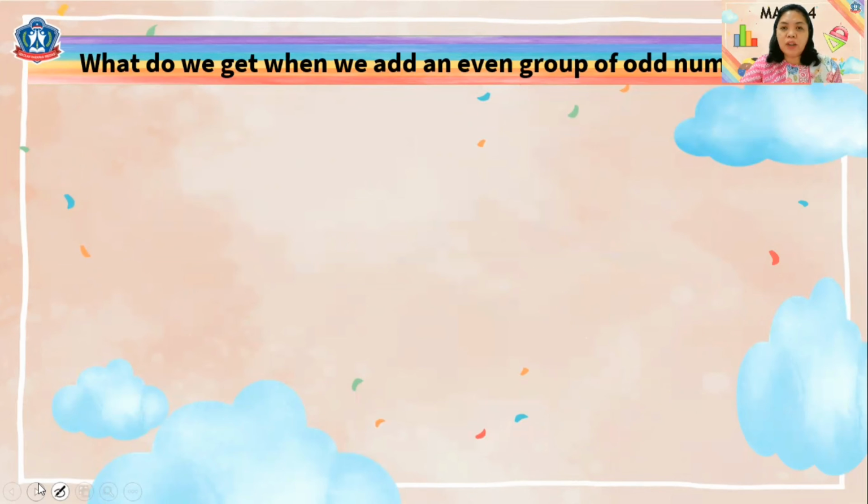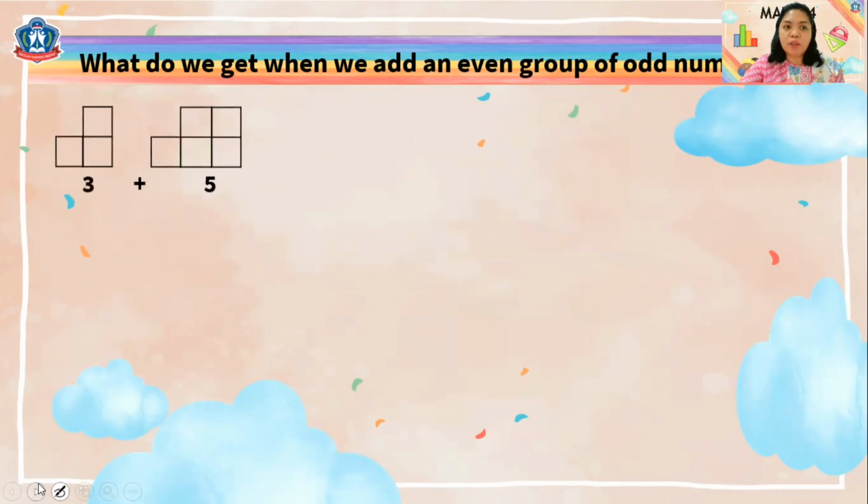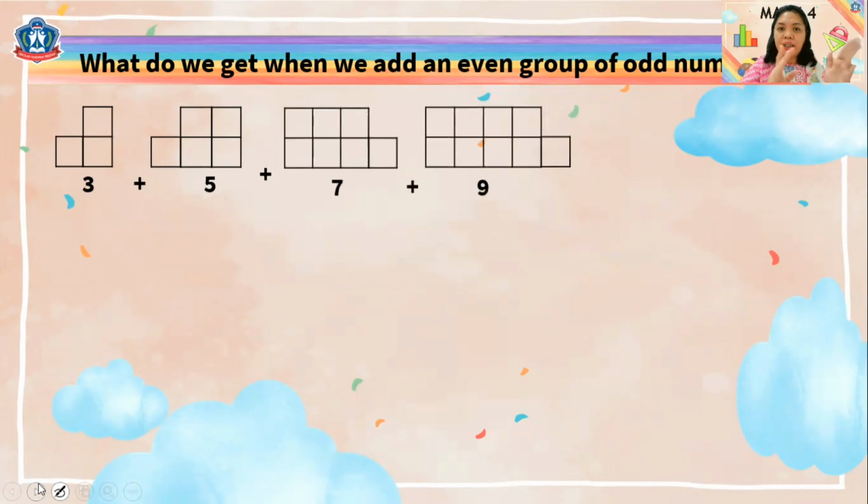So we need to have an even group. So we have 3 plus 5. 3 and 5 are odd numbers. And they are an even group because we have two odd numbers. And we have another even group. We have 7 and 9. All of these are odd numbers. 3, 5, 7, and 9. They become an even group because we have 4 odd numbers. 4 is an even number.